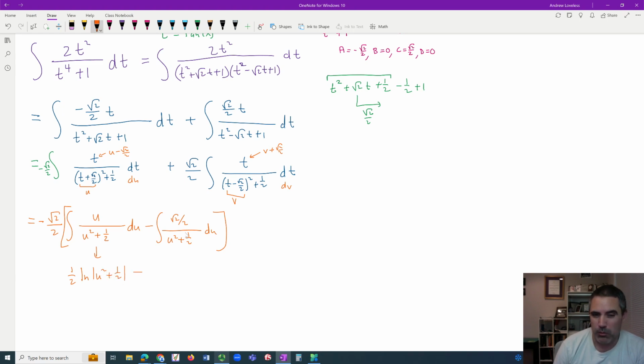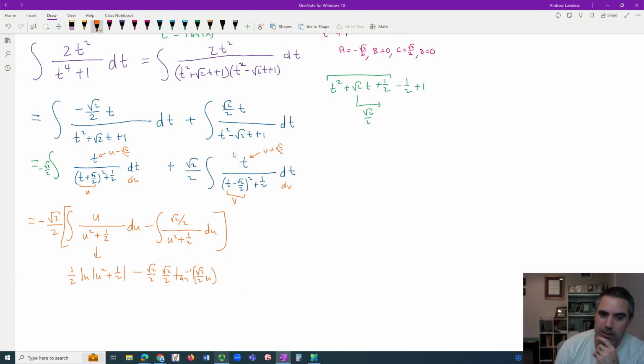And this one will become the square root of 2 over 2 on top, but it'll become an arctangent. I think it's 1 over the square root of this. So I think there's another square root of 2 over 2. And then there's arctangent of square root of 2 over 2u. I hope I did all those things right.